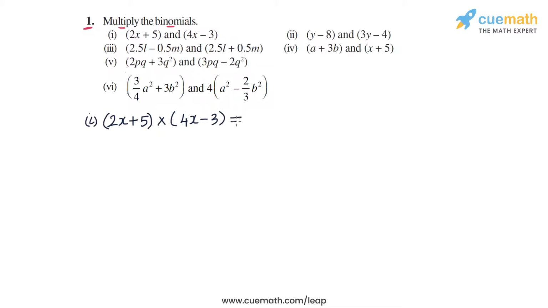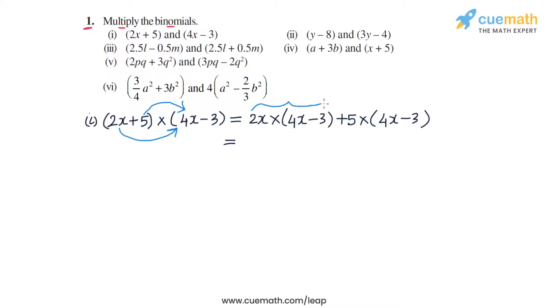So we can write this as 2x into 4x minus 3 plus 5 into 4x minus 3. Basically, in the first bracket, I'm taking the product of 2x with this bracket and the product of 5 with this bracket. Now we have 2x into 4x minus 3 and 5 into 4x minus 3. We can expand each of these products again using the distributive law.